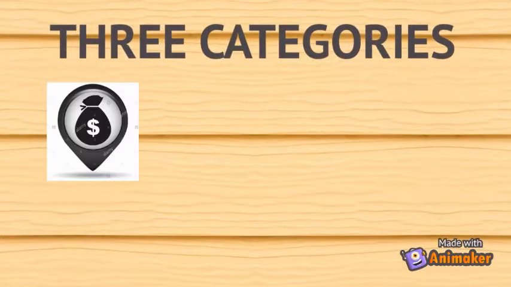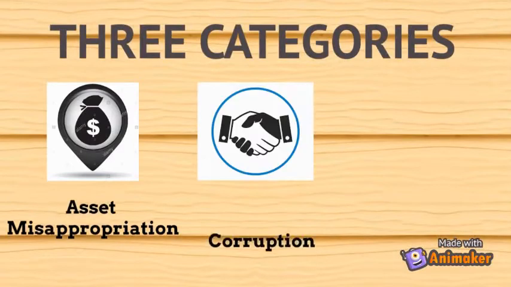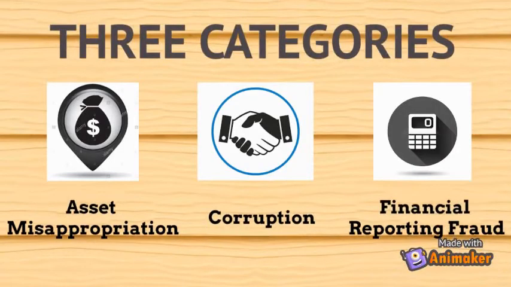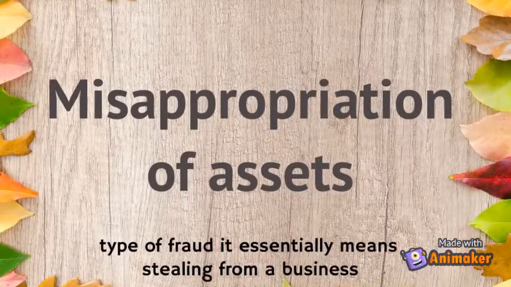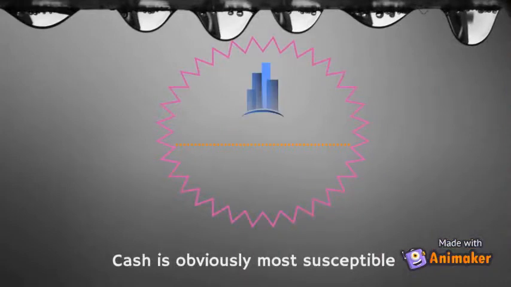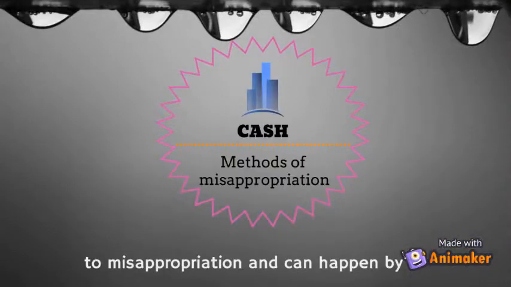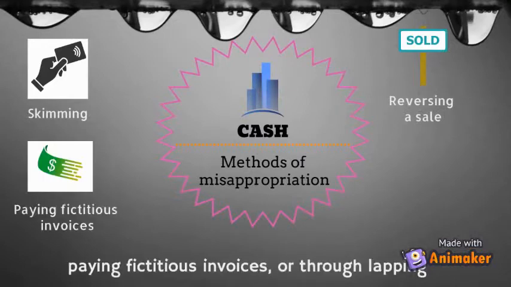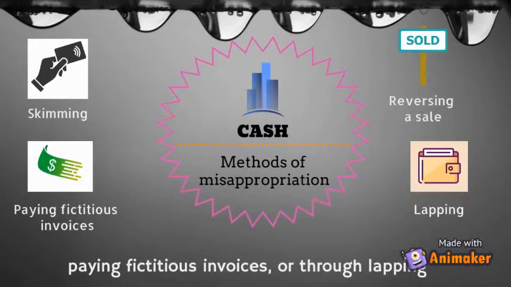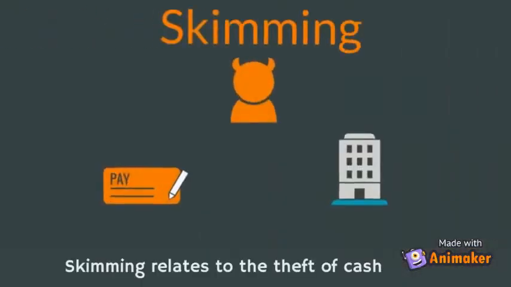It comes in three main categories: asset misappropriation, corruption and financial reporting fraud. Asset misappropriation is by far the most common type of fraud. It essentially means stealing from a business. Cash is obviously most susceptible to misappropriation and can happen by skimming, reversing a sale, paying fictitious invoices, or through lapping. Skimming relates to the theft of cash.